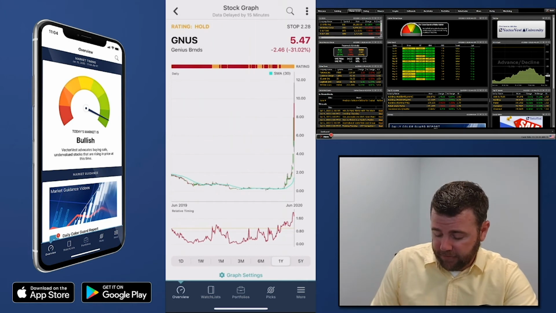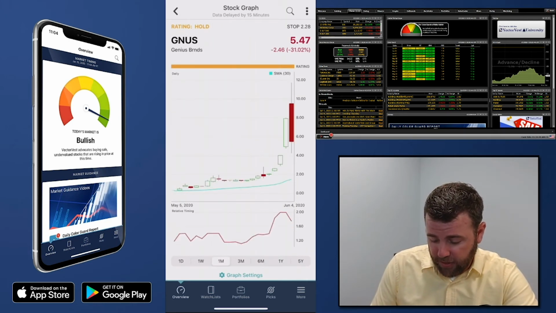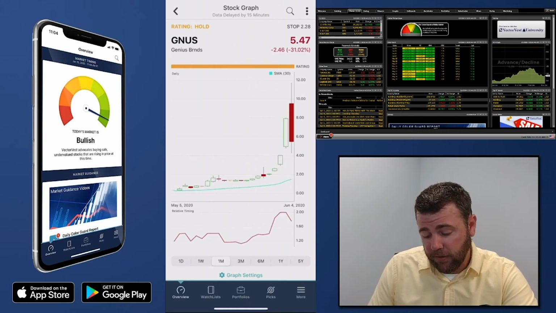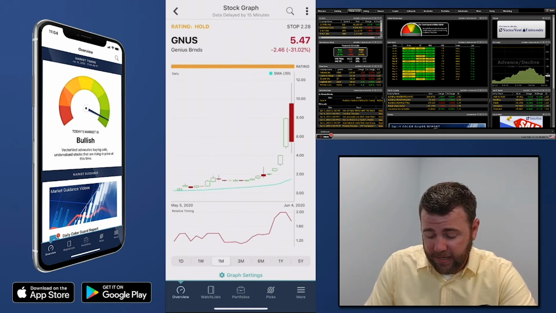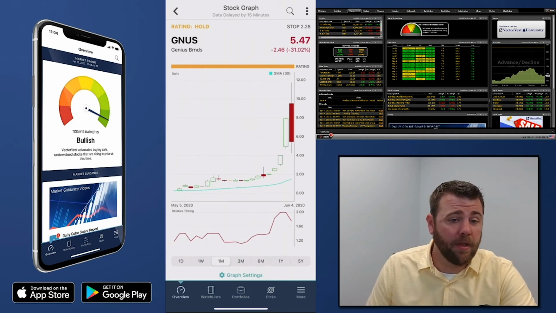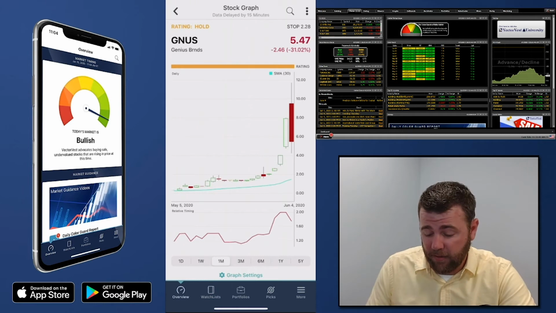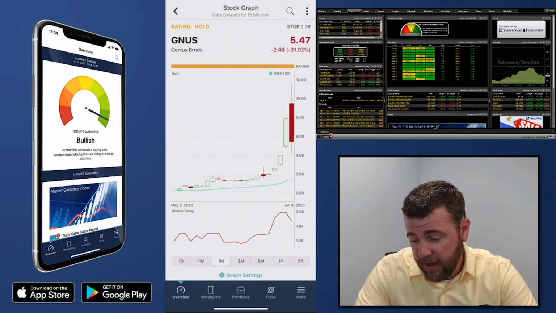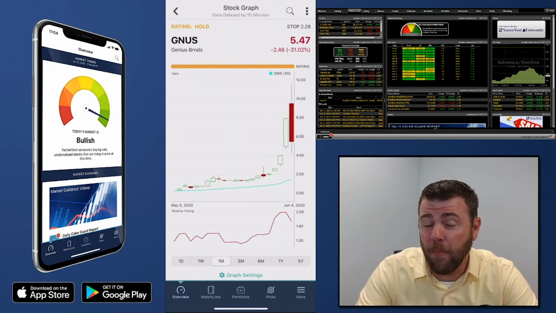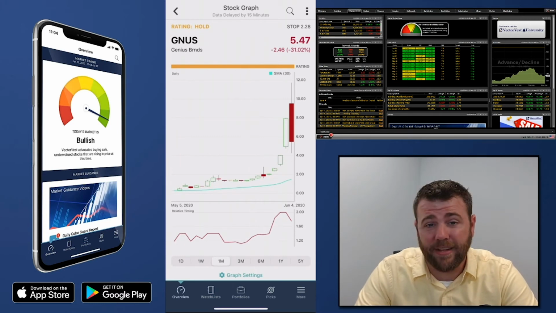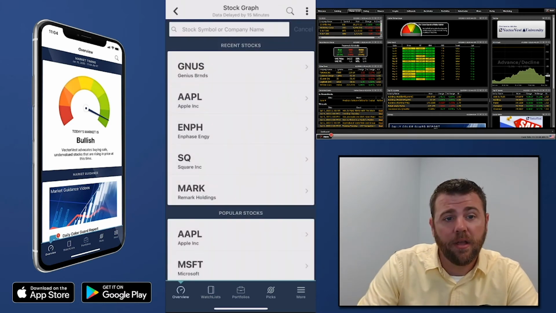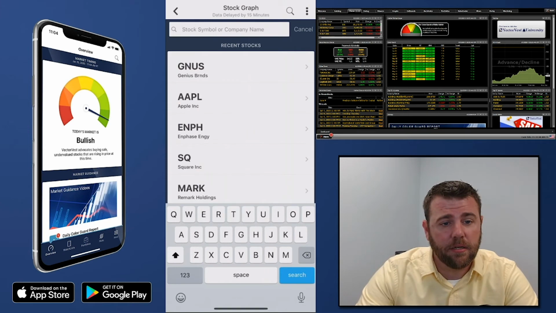Looking at the graph, let's go ahead and zoom in to a 1 month. You see a big move higher yesterday. It looks like I had a pretty big move here today, but now it's starting to sell off. People took their profits as it hit $12 a share. So this is a high momentum play. If you're not a day trader or somebody that's a high momentum trader, this is not going to be a stock for you. Simple as that.